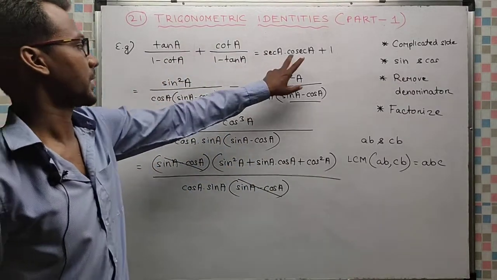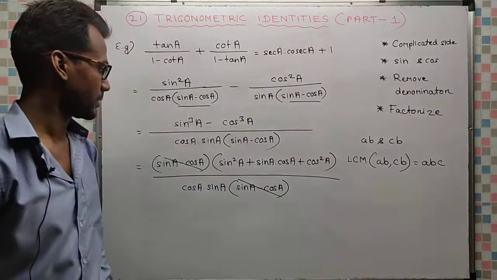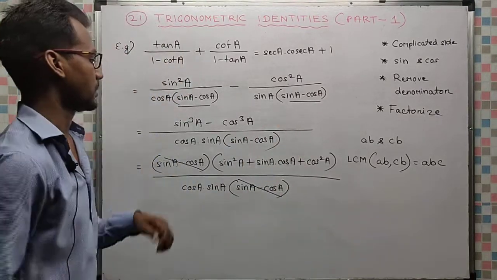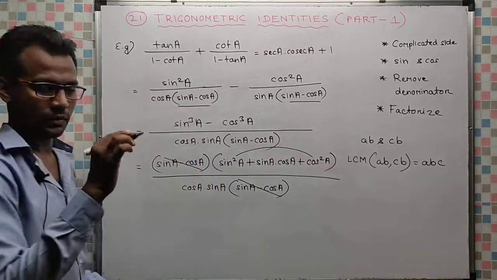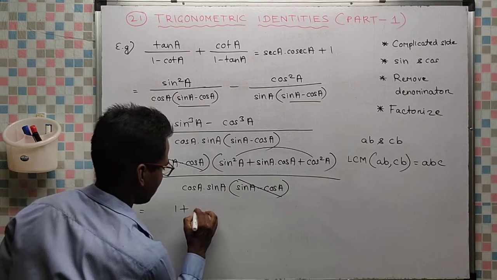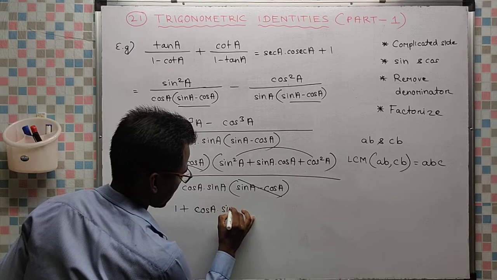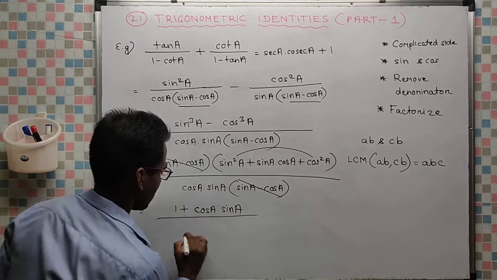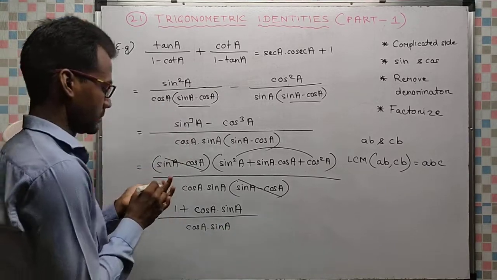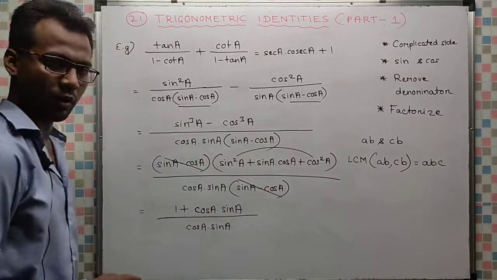My target is sec A cosec A plus 1. Two terms I need. This is one term, this is another term. But here in the numerator I have three terms. We can convert this sin square A plus cos square A to 1. So this is 1 plus cos A sin A, whole by cos A sin A. So sin square A plus cos square A becomes 1.